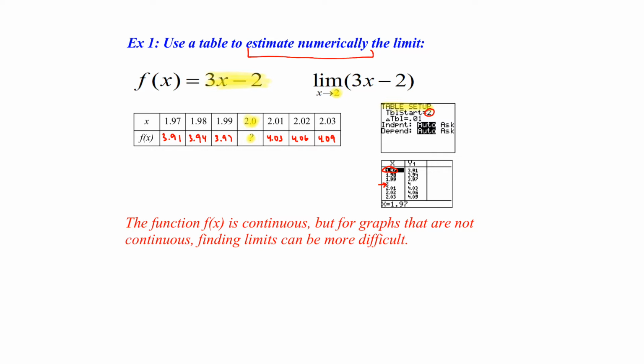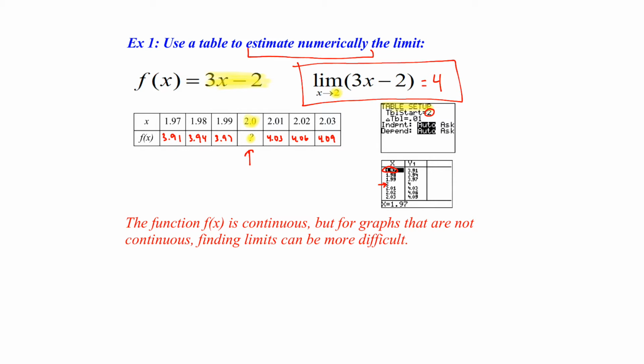What we're trying to do is estimate this numerically by looking at the table: as the values get closer and closer to the x value of 2, what does the y value look like it is approaching? You can see 3.91, 3.94, 3.97, and then 4.09, 4.06, and 4.03. So it looks like this is approaching 4. Therefore the limit of 3x minus 2 as x approaches 2 is equal to 4. And that's what a limit is. As x approaches that value from the left and the right, what is the y value getting closer and closer to?